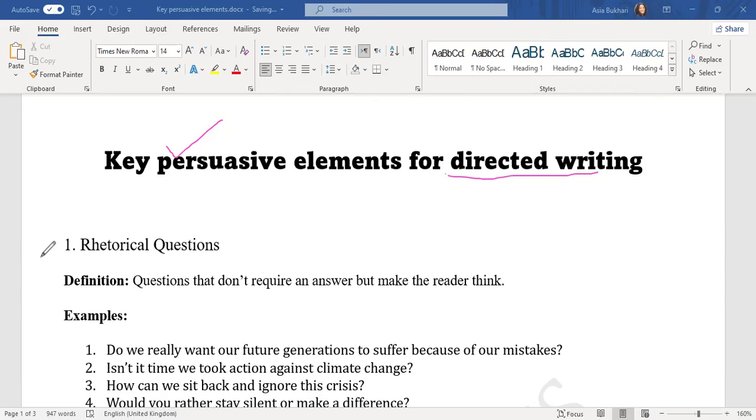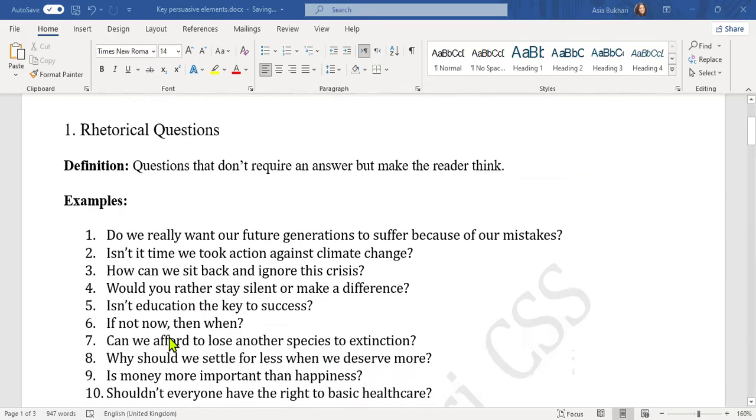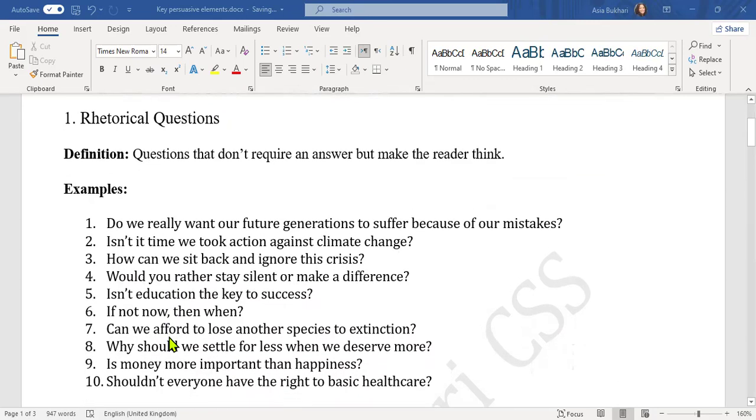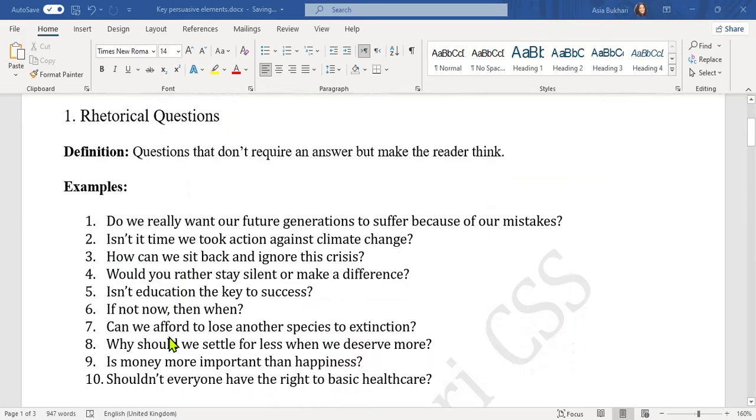So stay tuned, watch this video till the end and know these persuasive elements with examples so that you clearly understand by the end of this video, and you make up your mind and you become confident that you can use these key persuasive elements in your writing. With this, I will definitely give you an idea of where a particular persuasive element is used. The first persuasive element on the list is a rhetorical question.